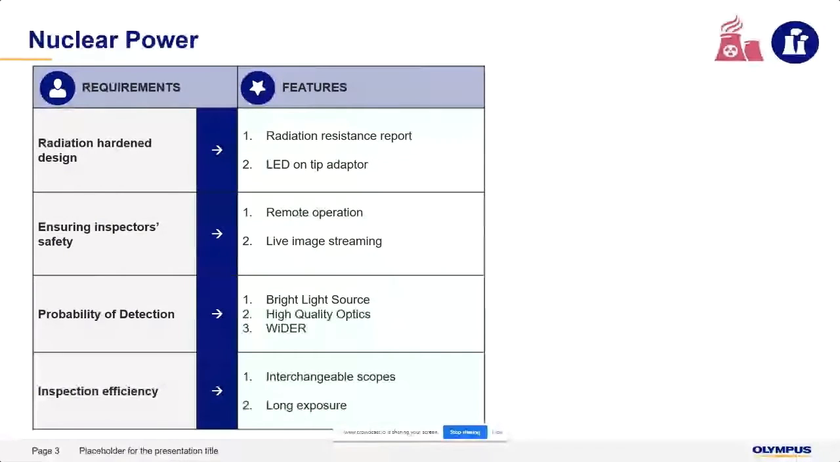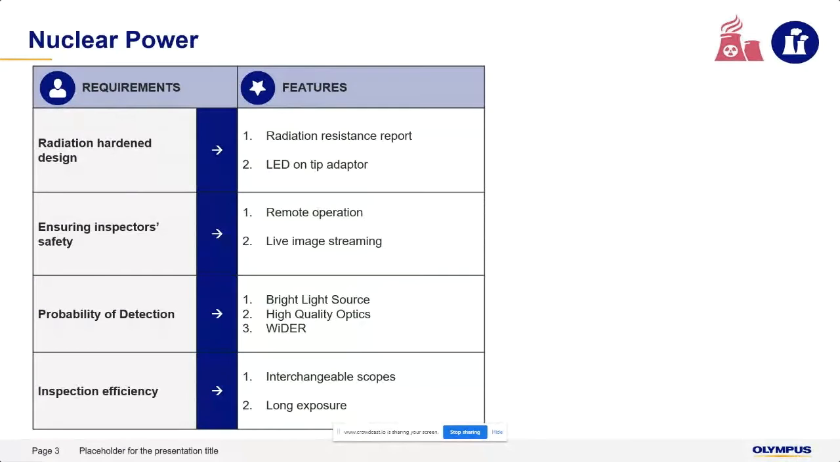Ensuring inspector safety, remote operation, and live image streaming. This, in a nutshell, simply means that there are situations in the nuclear inspection industry which require inspection of a hot area. We do have the capability of using the scope and showing the scope remotely, so that the inspector does not have to be in relatively hot areas, or at least minimize the amount of time that they are in those areas.